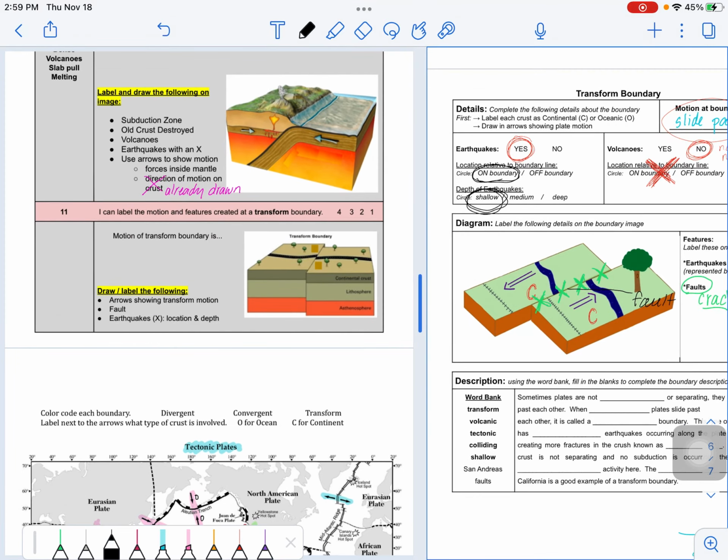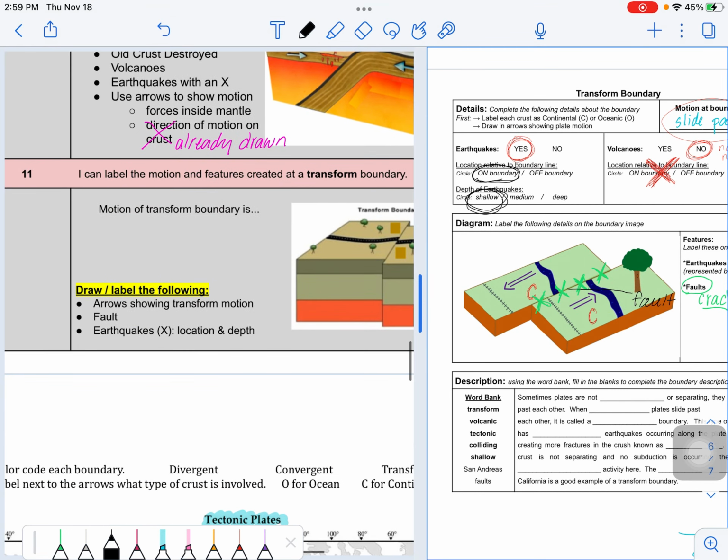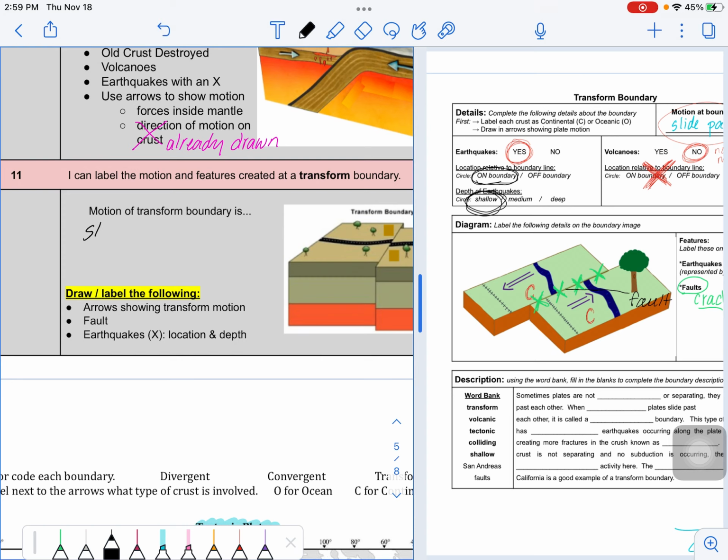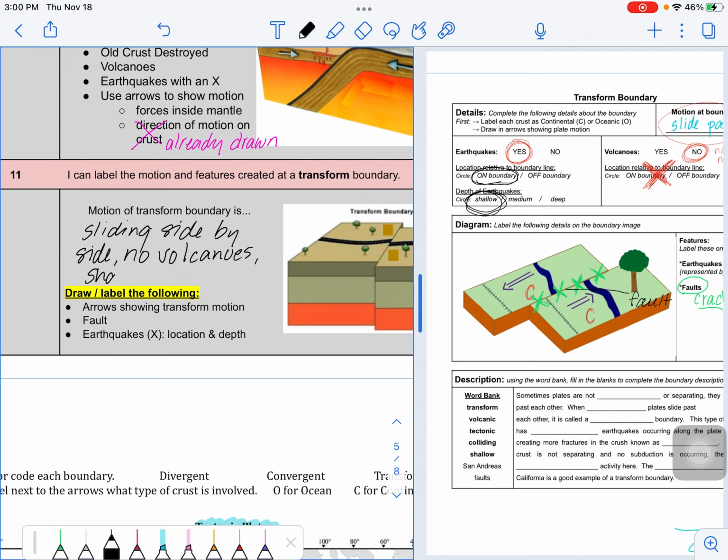So when we think about motion of the boundary, we're simply describing that these are sliding past each other, or side by side. Creating no volcanoes, but shallow earthquakes, because again, the plates are moving.